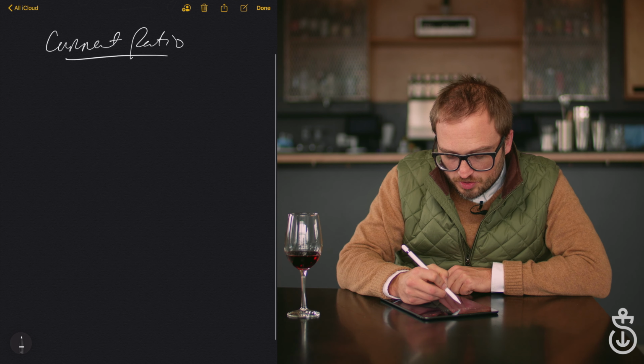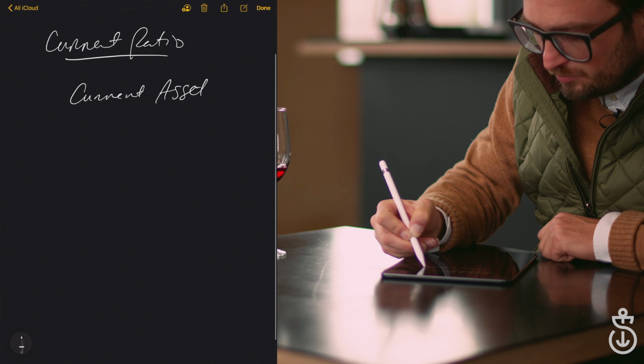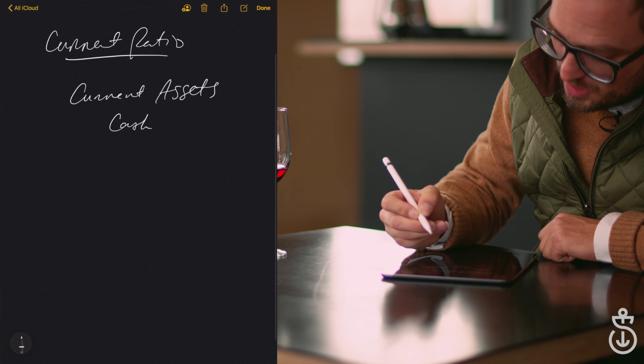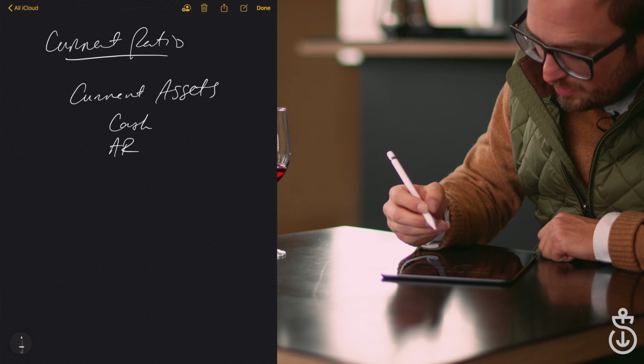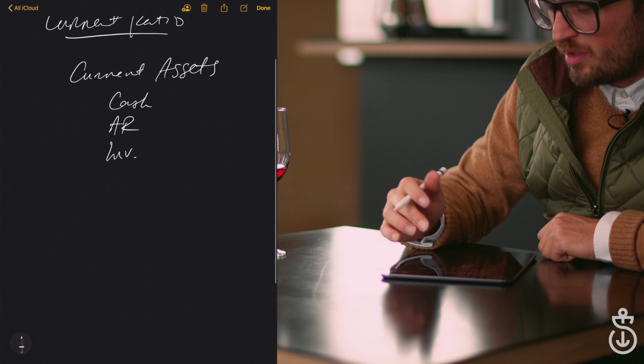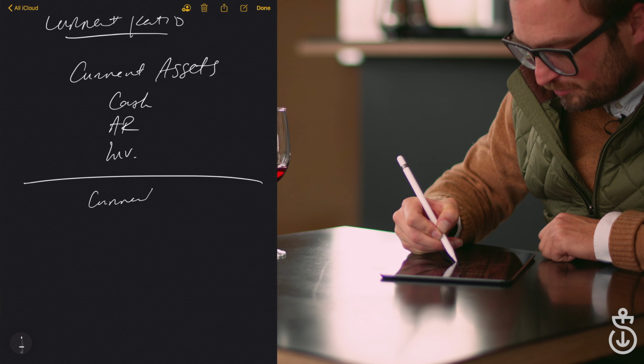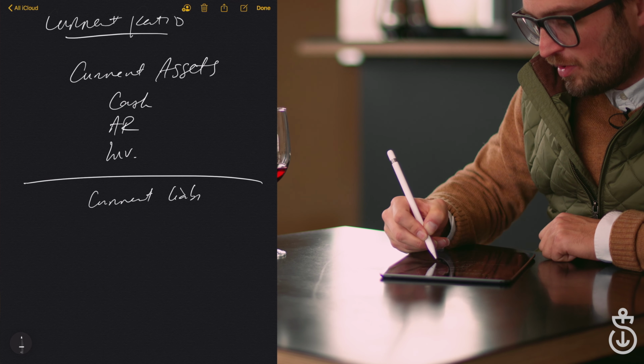Your current ratio just takes your current assets, which would be cash, accounts receivable, and inventory. There are some others possibly that could be mixed in there, but these are the big ones. And it divides them by your current liabilities. These are the things that you owe.